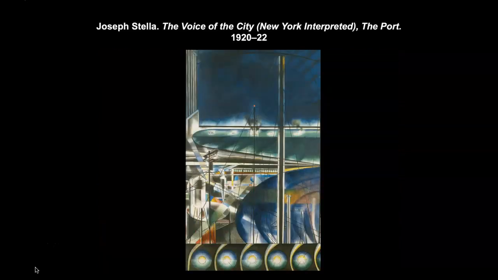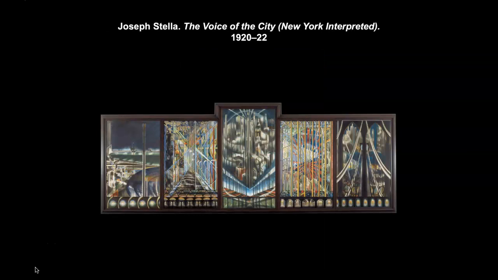Joseph Stella, The Voice of the City, New York Interpreted. Joseph Stella was an Italian immigrant to America. He created this series. These are 5 panels, 8 feet high. They all have to do with New York City. He has abstracted these elements of New York into color and light. This is the full piece. You've got 5 paintings, 5 panels.